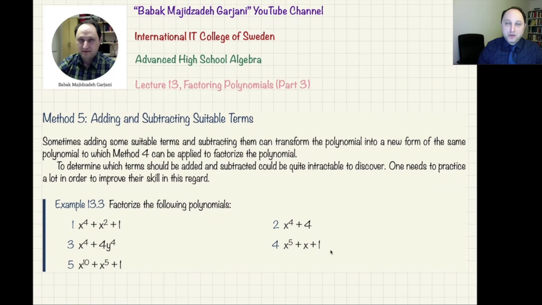I remember when I was a teenager, my algebra teacher in high school, Mr. Ramin Munaveri, gave this to us, and I really spent more than 2 hours, and I couldn't discover the terms that I have to add and subtract in order to be able to factorize this polynomial at the end. And then when I saw the solution, when my teacher solved the problem for me, I was really impressed. And so I really liked it. So this is one of those classical examples in this regard. So I want to share that with you.